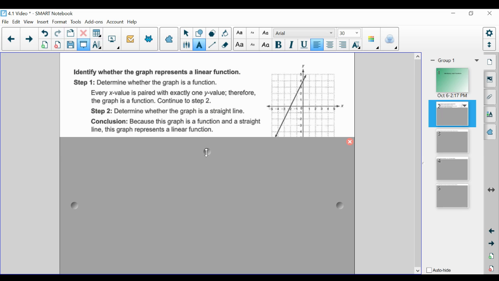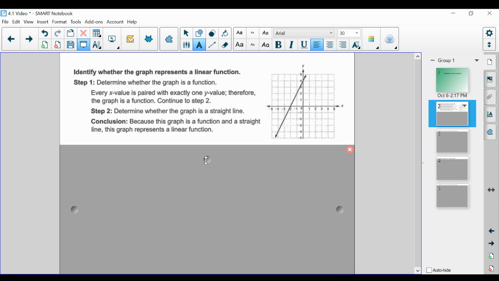So our conclusion can be stated for this graph on the right. Because the graph is a function and a straight line, then this graph represents a linear function. And that should make sense. The phrase linear function has the word line in it and, well, function in it. So if we're able to determine that it's a function and able to determine that it's a straight line, well, there you go. We have a linear function.